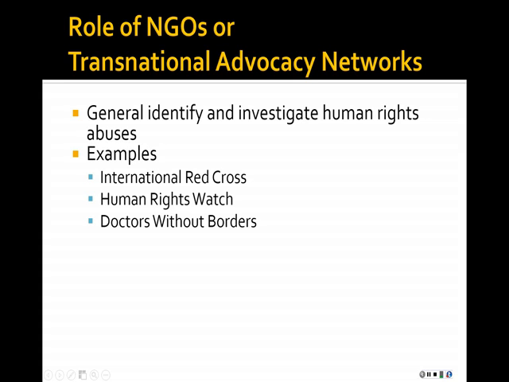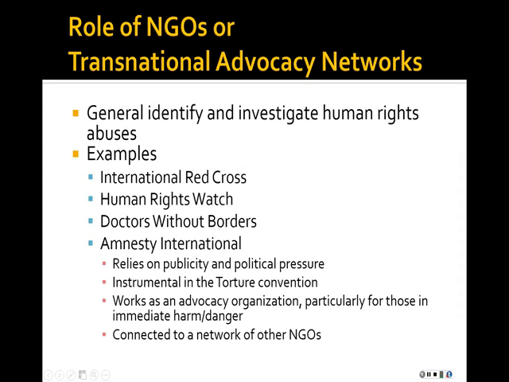So all these groups do that. International Red Cross, the Human Rights Watch, Doctors Without Borders, you can add Amnesty International. And so they rely on publicity and political pressure. They were the group that was very instrumental in getting the covenant on torture passed. And again, they work as an advocacy organization for those who are in immediate harm and danger. They connect to other networks of other NGOs and try to highlight the abuses of government and bring those abuses to the press and the media for others to then act upon.